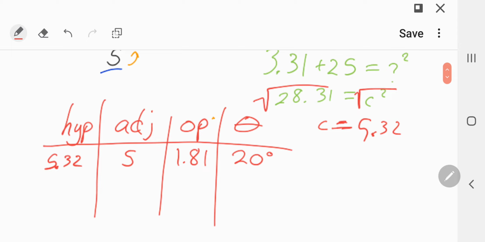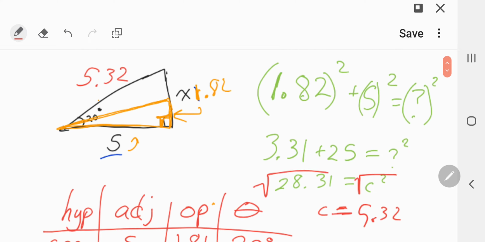Let's figure out another one. I know, let's keep theta the same, but change this to 6. Well, now that's inaccurate. Tan 20 times 6. Now this other side is, oops, broke it.